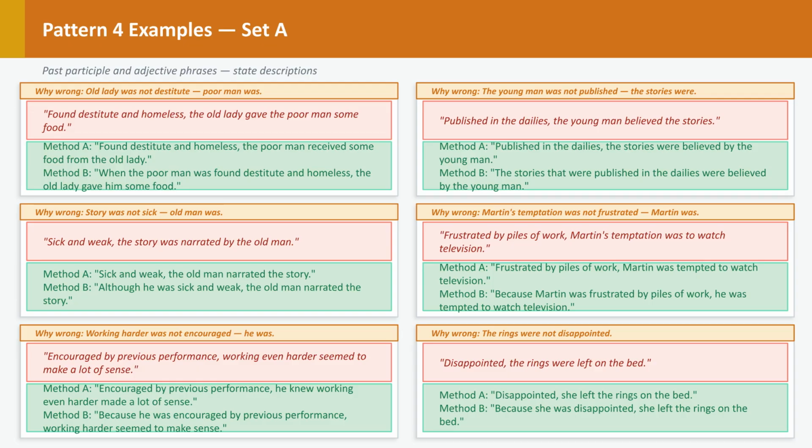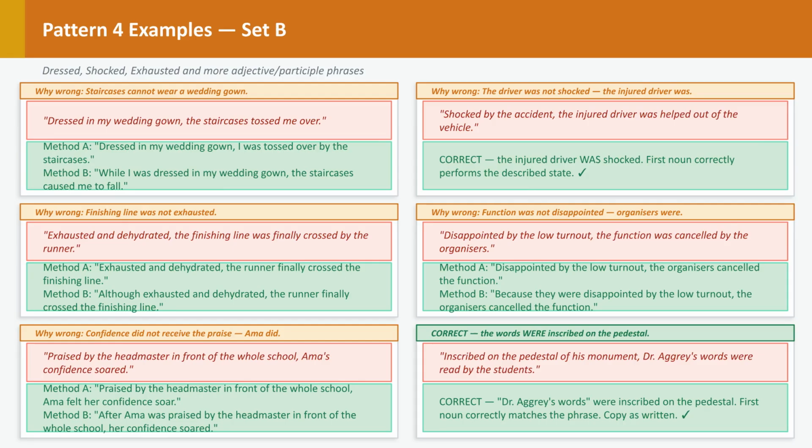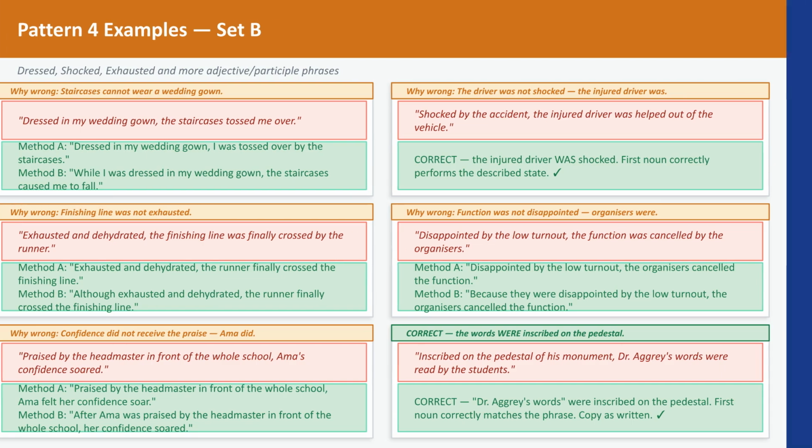Notice how in each correct version, the subject immediately following the comma is the person or thing that was in the described state. This second set of Pattern 4 examples provides additional practice. Note the last example is already correct because Dr. Agray's words were indeed inscribed on the pedestal.